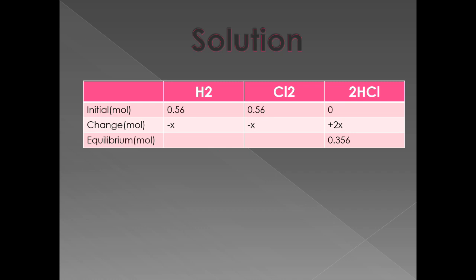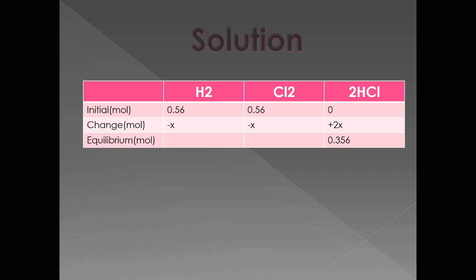In the problem, it has been stated that the initial concentration of the hydrogen and chlorine is both 0.56 mol per liter. So we put here at the initial the 0.56, but it hasn't been stated what the initial of hydrogen chloride is, so we presume that it equals 0. But it has been stated that the concentration at equilibrium of hydrogen chloride will be 0.356. That's why we put the value of 0.356 at the third row, third column.